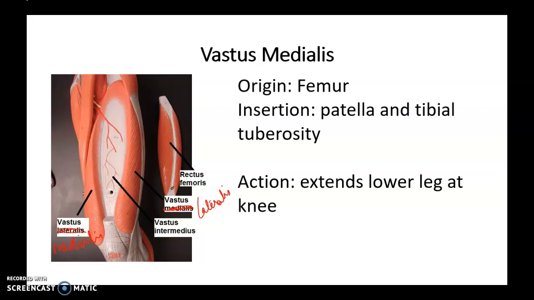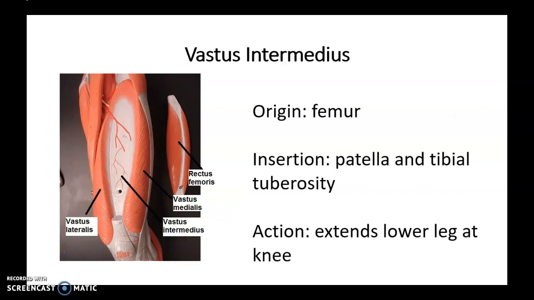Okay, this one also originates in the femur and inserts into the patella and tibial tuberosity. The Vastus Medialis extends the lower leg at the knee. So all the quadriceps muscles, Rectus femoris, Vastus Medialis, Vastus Lateralis, and Vastus Intermedius, all four of them extend the lower leg at the knee. Then the last one, the deep one, is Vastus Intermedius. It originates from the femur and inserts into the patella and tibial tuberosity. Again, this also extends the lower leg at the knee.